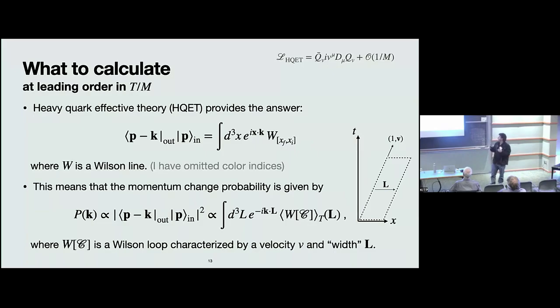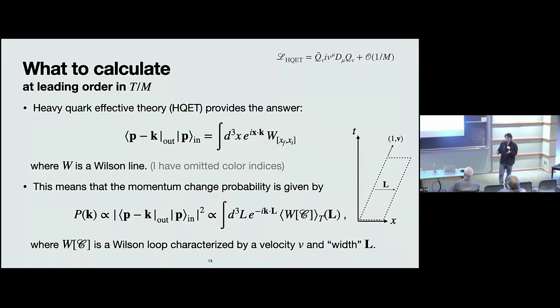You can use the heavy quark effective theory Lagrangian to set this up. At 0th order in a large mass expansion for the heavy quark, the propagator for a heavy quark is just a Wilson line. Therefore, the amplitude for the transition from an in state to an out state is just the Fourier transform of that Wilson line. Of course, you could get higher power corrections in 1 over m, but we're going to be looking at the lowest order result here. So this is all that you get.